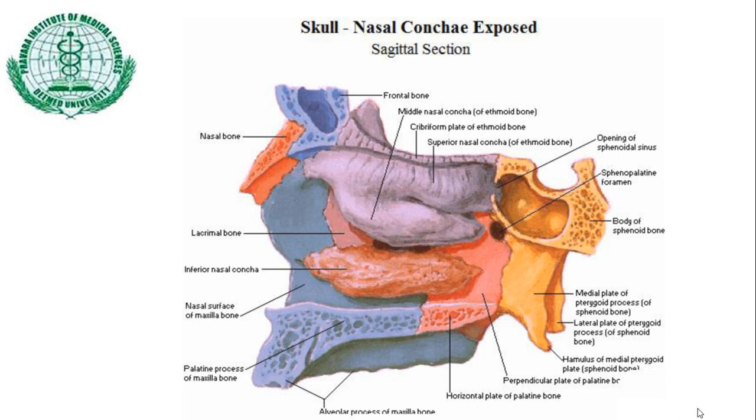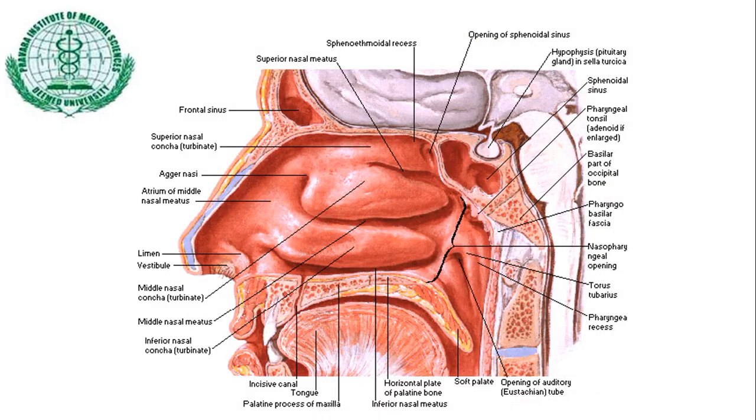The cartilages involved in the lateral wall are the lateral nasal cartilages and the major alar cartilages, and three or four tiny cartilages of the ala. These are also involved. Now, when you see the features of the lateral wall of the nasal cavity, in the anterior part of it is a small depressed area that is known as the vestibule.